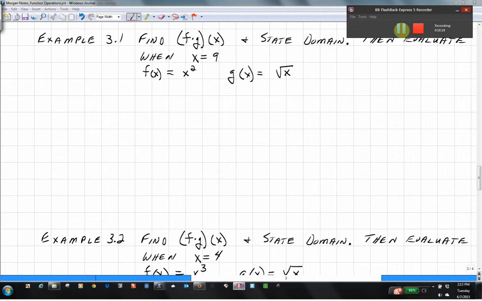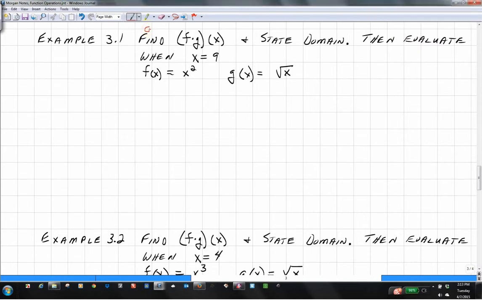Okay, the next one is a multiplication problem. And it says to combine f and g by multiplying them together. So the first part is to find f times g. So f is x squared. So f times g, and we're using x as the variable, would be x squared times the square root of x. And that would be the combined.